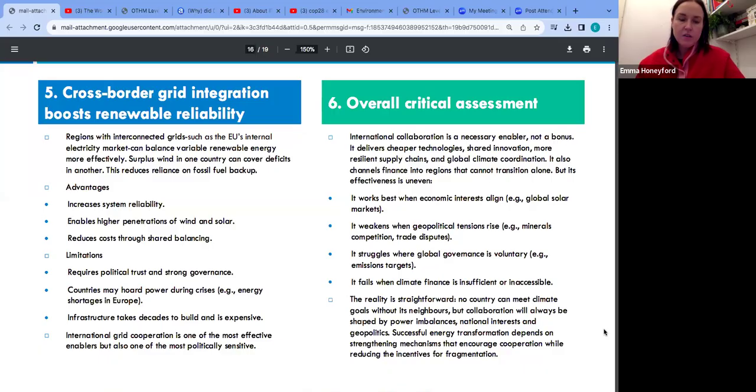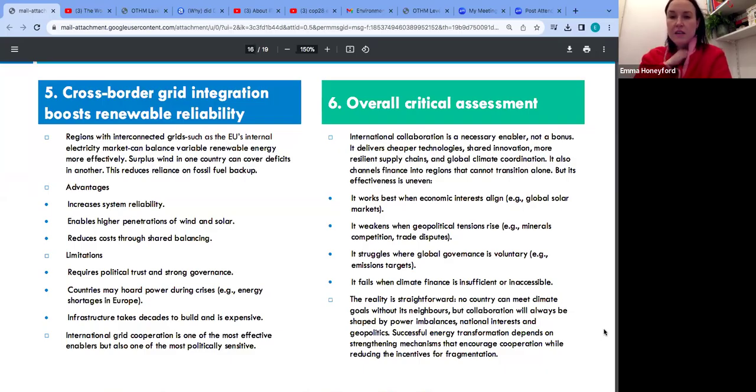The limitations: it requires political trust and strong governance, and the infrastructure takes decades to build and is expensive. International grid cooperation is one of the most effective enablers, but also one of the most politically sensitive, because it means that governments are reliant on each other, as the grid is spread amongst several different countries.